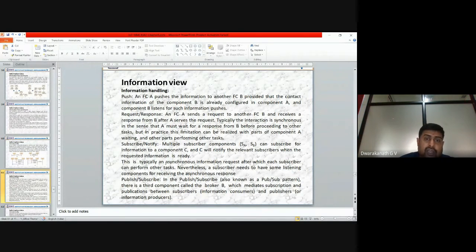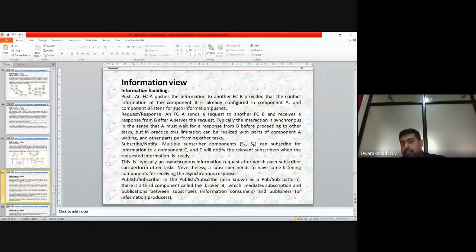So this is typically an asynchronous information request, after which each subscriber can perform other tasks. So it will become asynchronous. It's not asynchronous here. Why? Because A has not requested C. But even though A has not requested C, C knows about both A and B. And because of that, C is free, B is busy with some other work, C can also give that information, what actually A wants, that response.